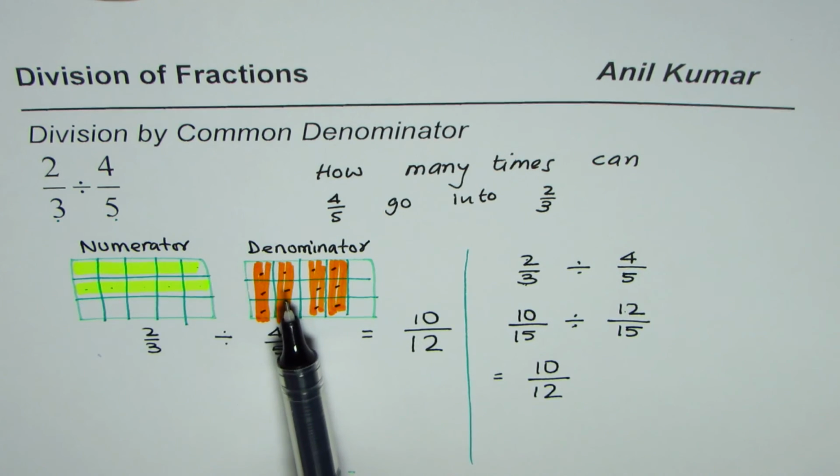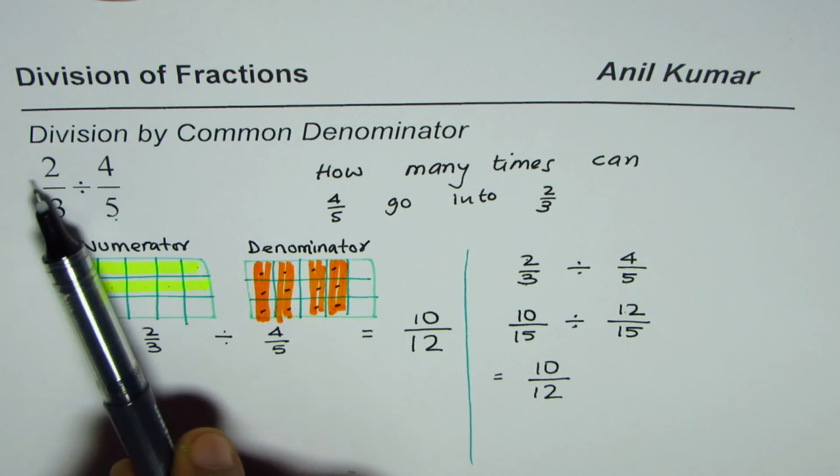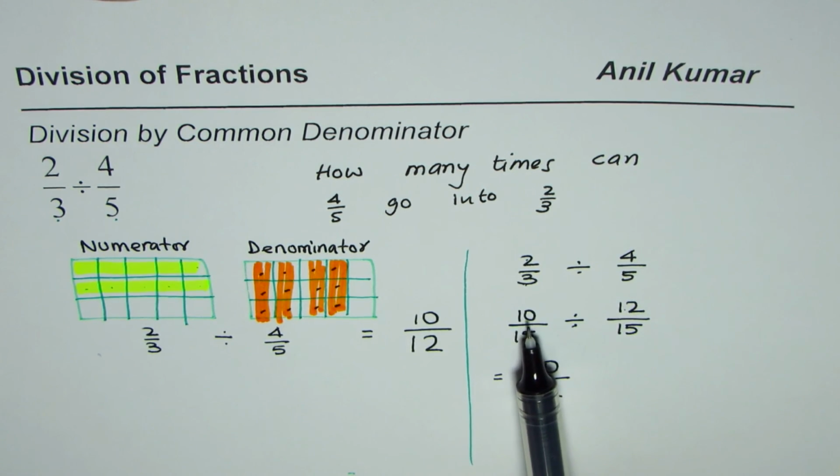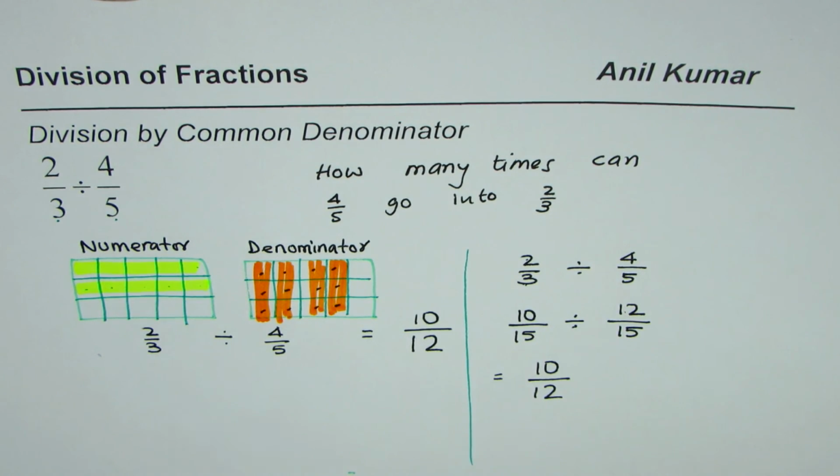The reason is that whenever we are given a question like this, we find the common denominator, and then it is as good as dividing the whole numbers, right? I hope you understand and appreciate the concept. We'll take a few more examples to elaborate on this.